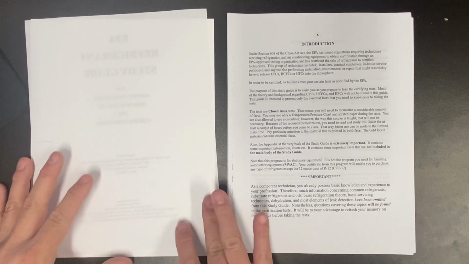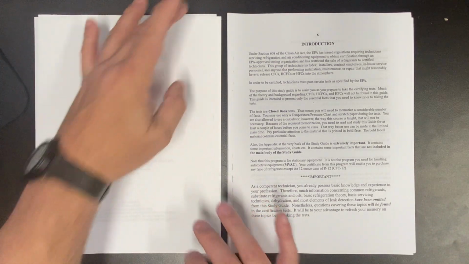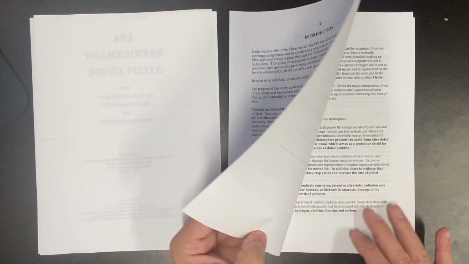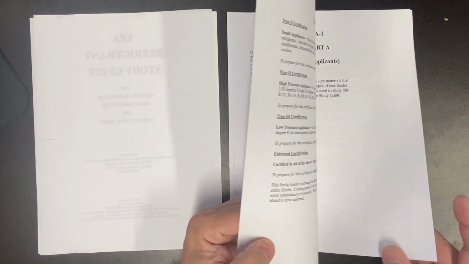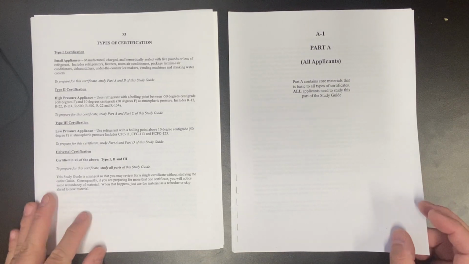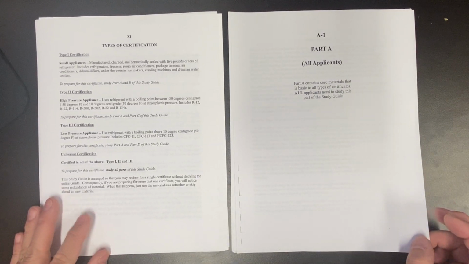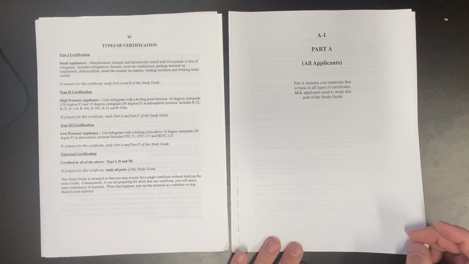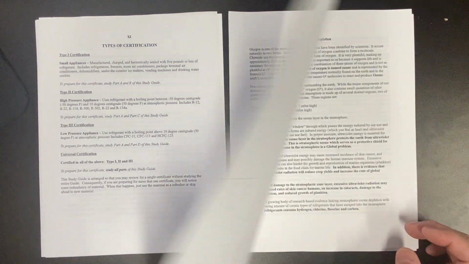We will skip over the introduction and go to the first section. So Part A, all applicants. Part A contains core materials that are basic to all types of certificates. All applicants need to study this part of the study guide.